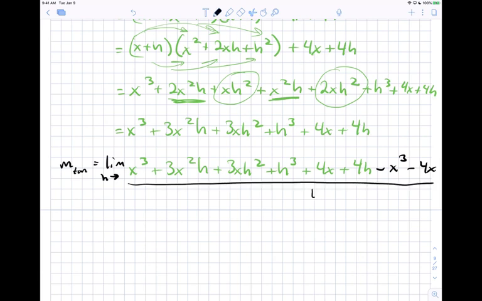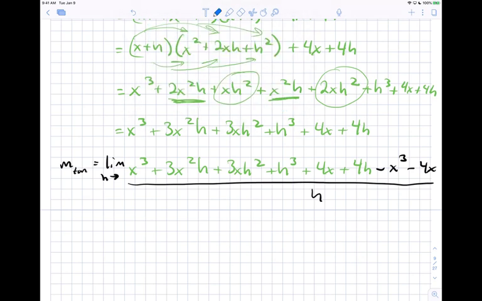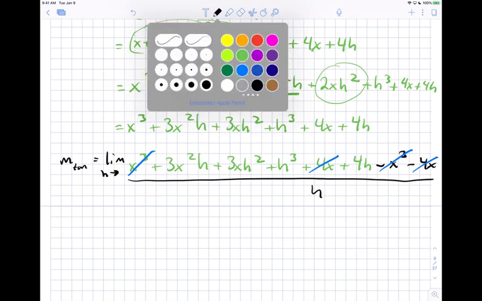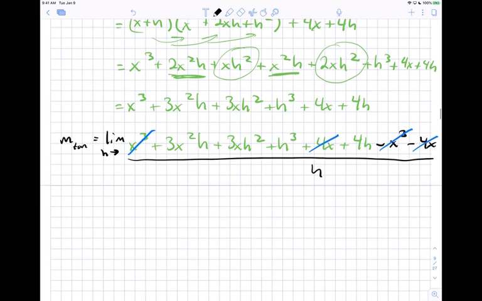Now when we add that part, the following happens. We got this negative x cubed and x cubed, negative 4x and 4x. They cancel. The whole point is, if we do this properly, we should be left with something where everything has an h, as h tends to 0. And let's line this up a little bit better, kind of like that, okay?